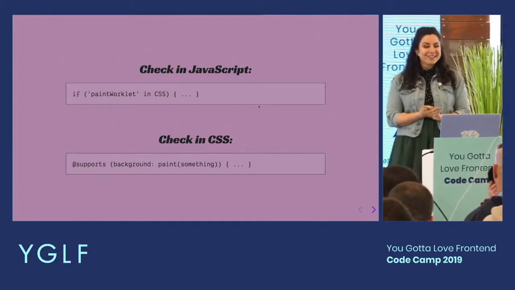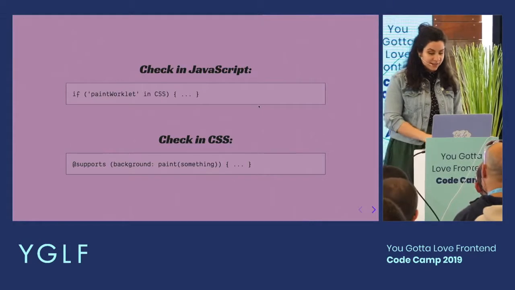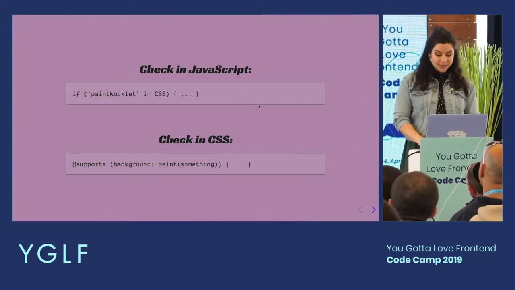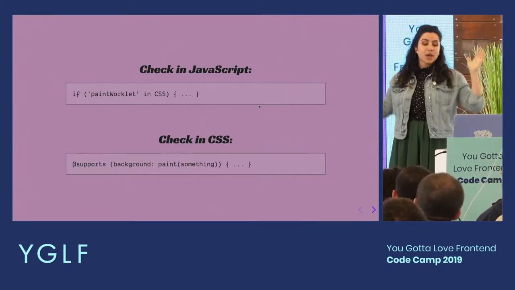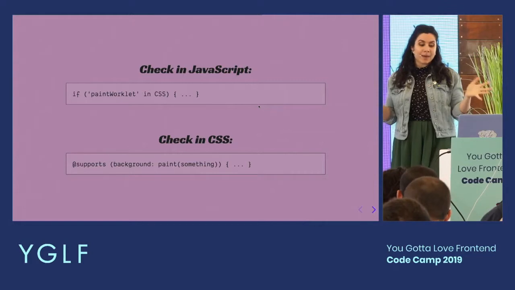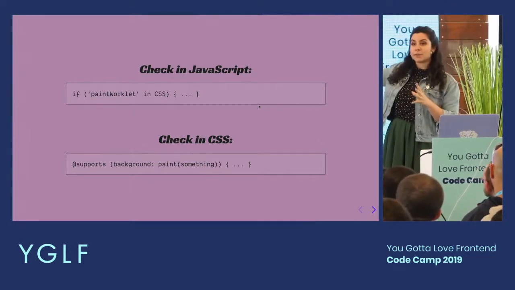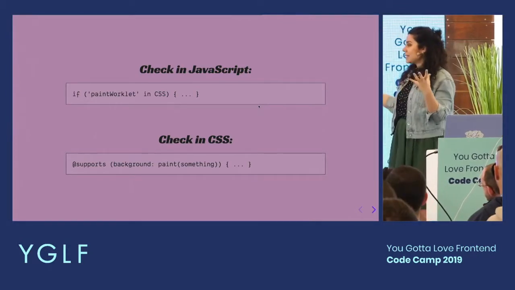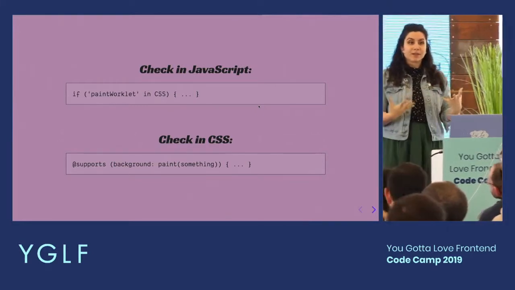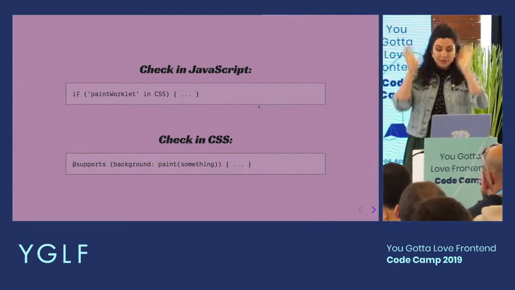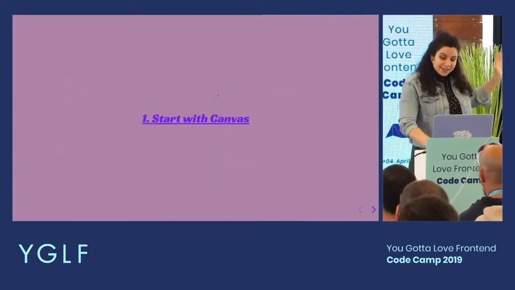So the way to check in JavaScript is you could check for if paintWorklet in CSS, and then you can also check in CSS by using @supports. @supports is pretty well supported, except for in Internet Explorer right now, so just be cognizant of that, keep that in mind. But you can use @supports by putting the property that you are checking for support from inside of the parentheses. So if you're looking for support with paints, if you put background-paint something, if the browser can understand that, then it will read whatever is inside of those curly braces, or curly boys as I like to call them. So let's start with Canvas.